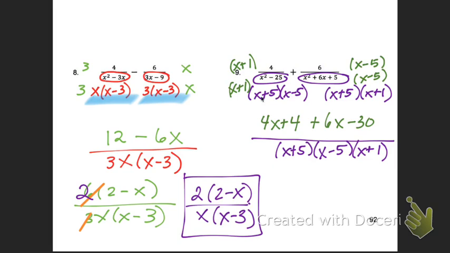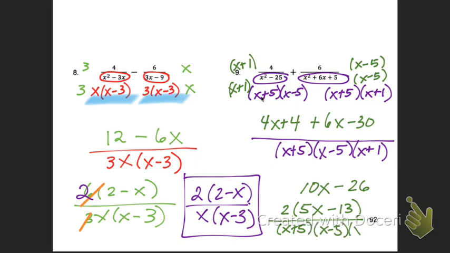So then what is the top combined to be? This is the hardest. 10x minus 26, and then I can pull out, can I pull out anything? Like a 2. I think that's it. So 2, 5x minus 13 over x plus 5, x minus 5, x plus 1.